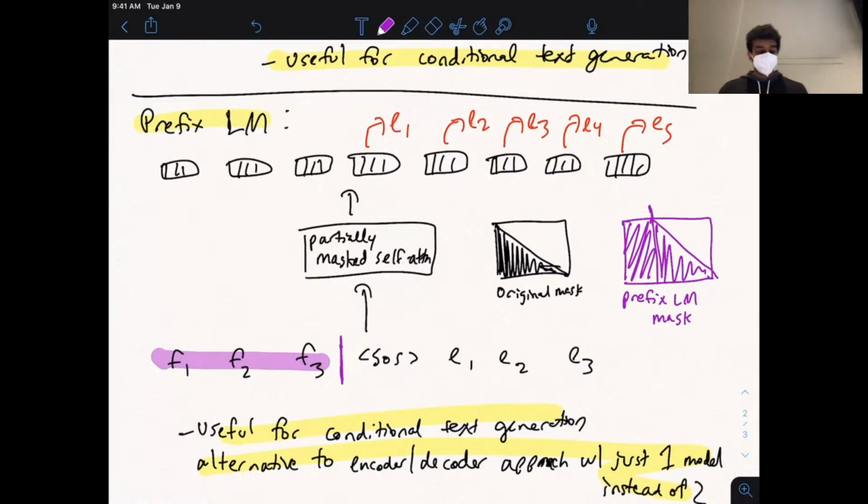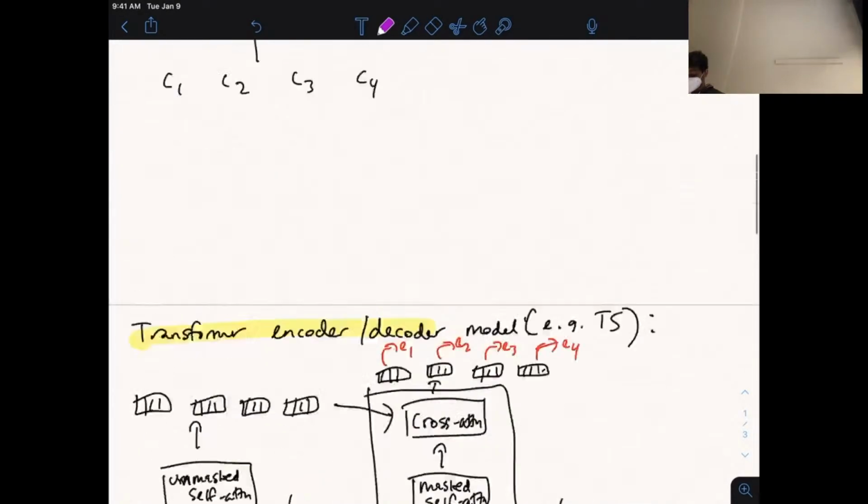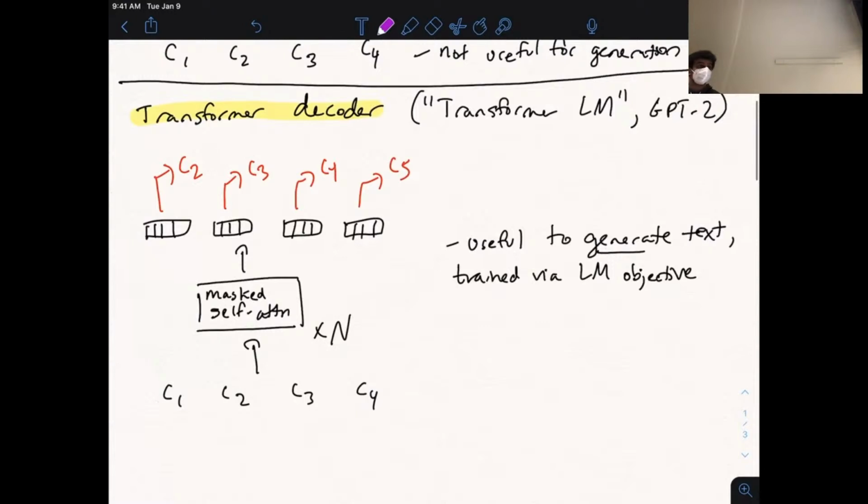What is the difference between a prefix LM and the transformer decoder or transformer LM? Yeah, that's a good question. The transformer decoder is generally used as just a language model which you can generate from, and you can put as much context into this language model as you want and generate the next word.